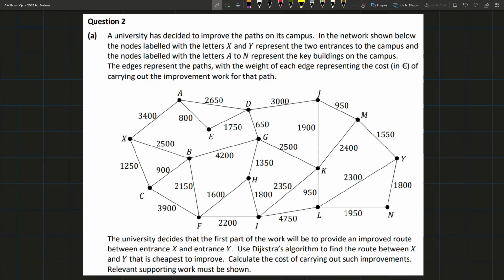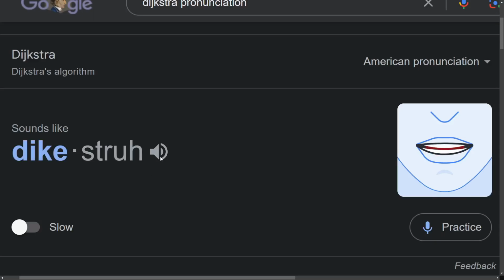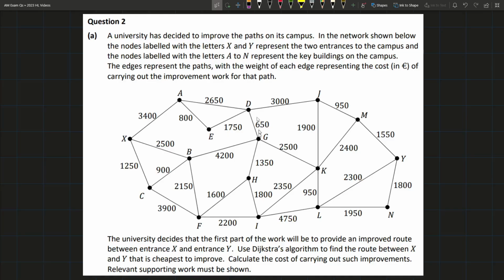So question 2 is about Dijkstra's algorithm, or Dijkstra's algorithm, whatever way you want to say it. You can read the question yourself, but basically what you want to do is use Dijkstra's algorithm to find the route between x and y that is the cheapest to improve. So you're trying to find the shortest path from x to y, because each of the numbers represents the cost of improving that path. And then calculate the cost of carrying out these improvements. So you need to find the shortest route and the cost of repairing the paths along that route.